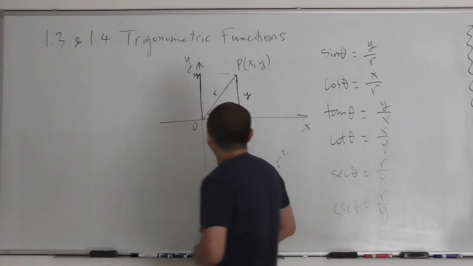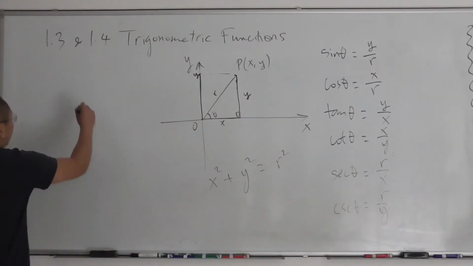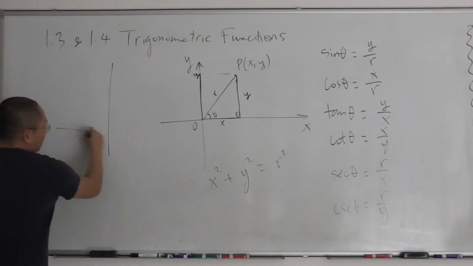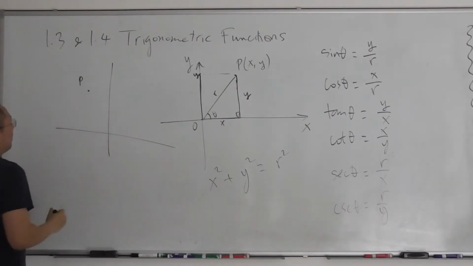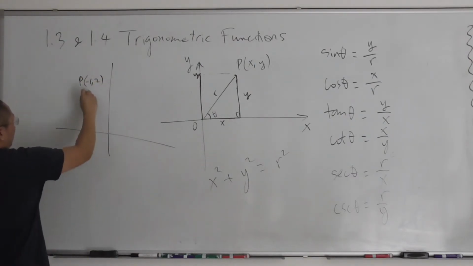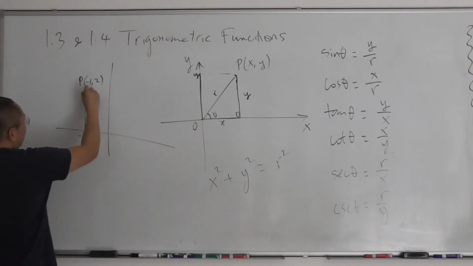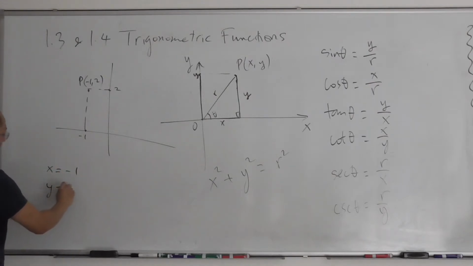For example, let me give you a very specific example. Apply the same idea, so I'm going to keep the first picture in here a little bit longer. Say I got a point P right here. And this point P is at -1, 2, for example. X right here is -1, y right here is 2. Right? Means x equal to -1 and y equal to 2, right?